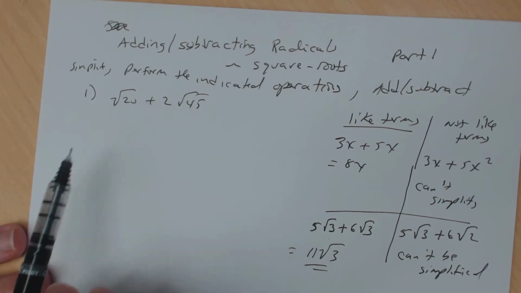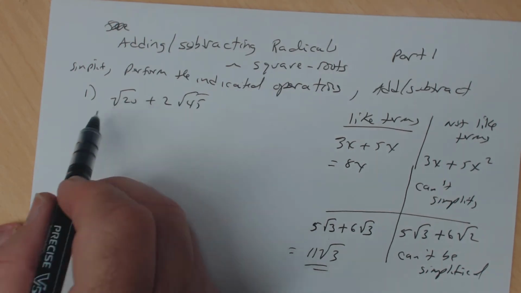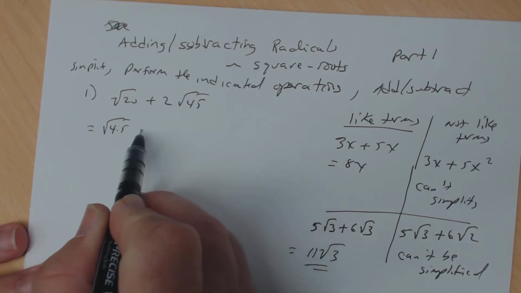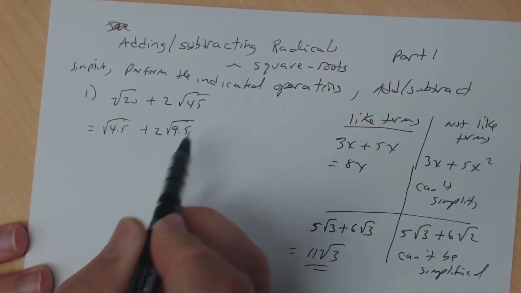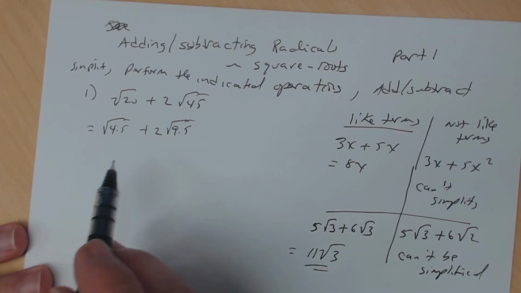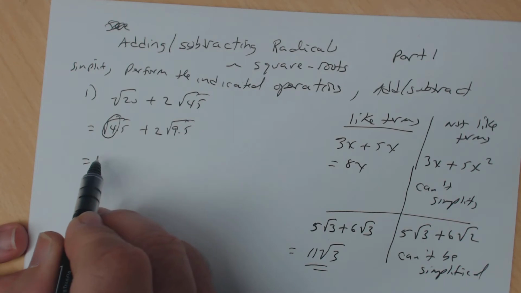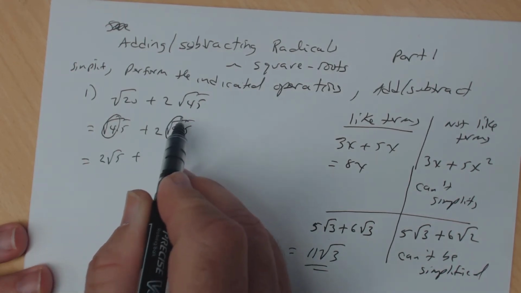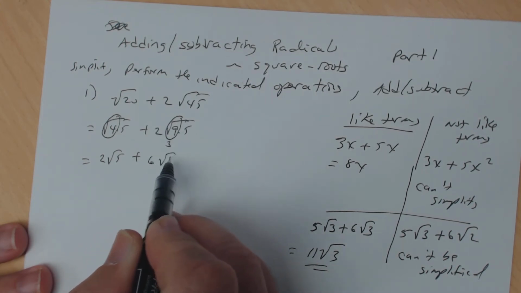So is the square root of 20 simplified? Is the square root of 45 simplified? So you've got to simplify this. So the square root of 20, remember, is the square root of 4 times 5, and with this we get 2. And the square root of 45 is the square root of 9 times 5. And remember, the square root of 4 is 2, so this becomes 2 square root of 5, plus the square root of 9 is 3, and 2 times 3 is 6, so I get 6 square root of 5.